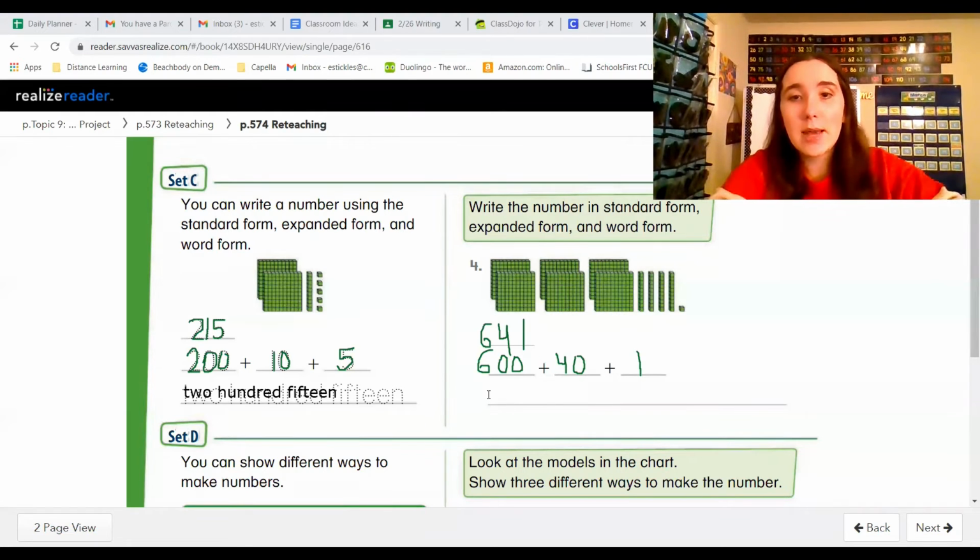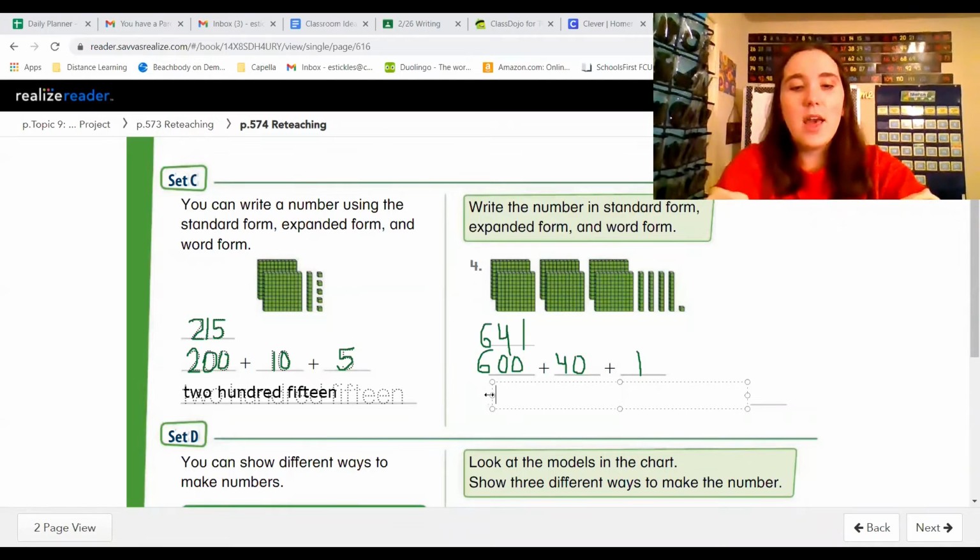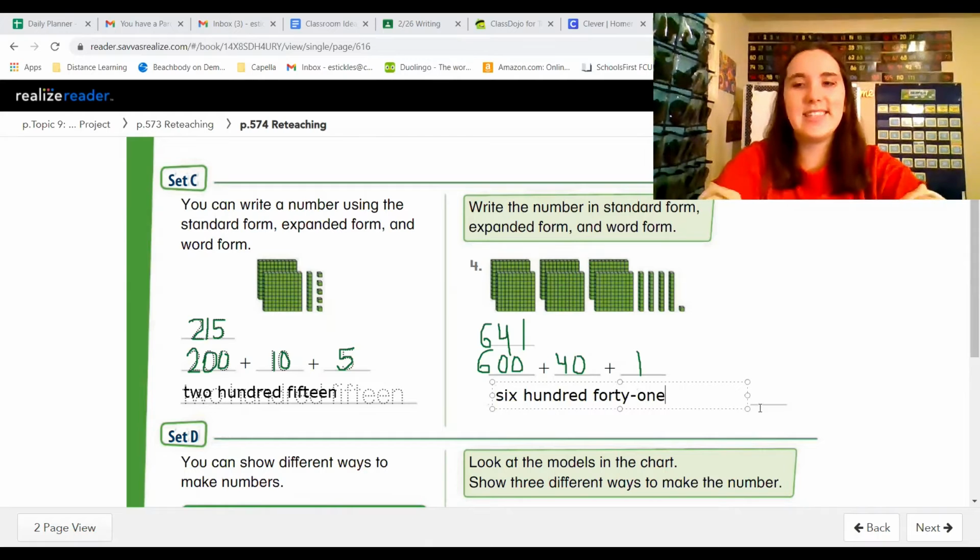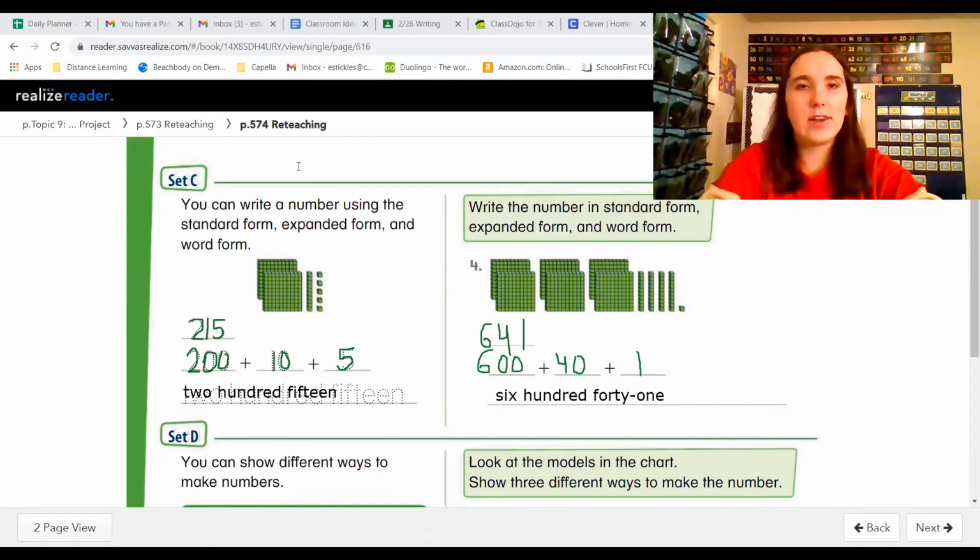Now we have to write out that big number, 641, in words. So we're going to say 641. Nicely done, friends. Let's go down to set D down here.